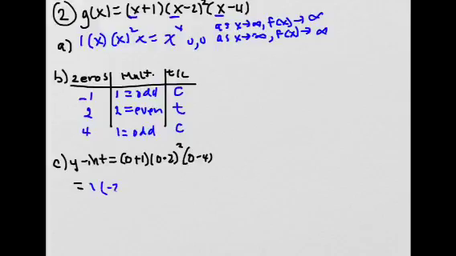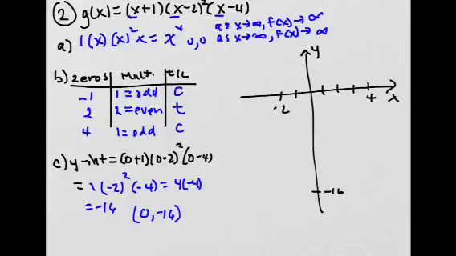Okay, for the y-intercept, again, it's already set up for you here, so 0 plus 1 is 1, 0 minus 2, negative 2 squared, and 0 minus 4 is negative 4. Okay, so negative 2 squared is 4. 4 times negative 4 is negative 16. So the ordered pair is 0, negative 16. That gives you the y-intercept.